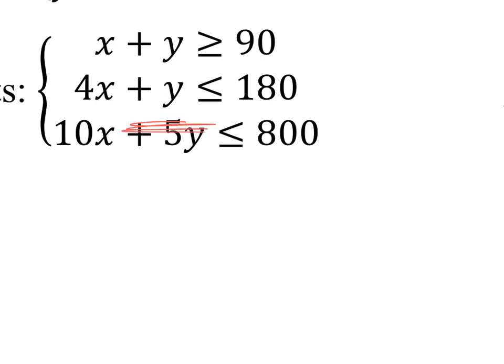Get rid of the 5s, divide both sides by 10. So x is 80. And then doing the same thing for the y's, we'll find the y-intercept, get rid of the x's, divide both sides by 5.